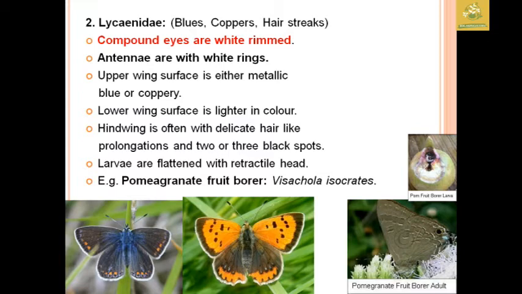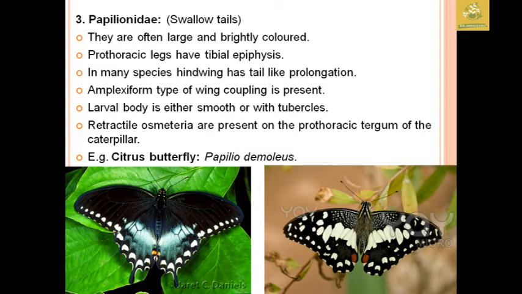And while seeing about the identification of those insects, they have compound eyes with a white rim, and the antennae are white ringed ones. So these are the major characteristics we must know about them. And they also have a metallic blue or copper color present on the upper wing surfaces. That is how they get the name blue butterflies or else copper butterflies, as well as they have a hairstreak nature in them. And while seeing about the larval characteristics, they have a retracted head with a flattened body, or the important ones. And the third one is Papilionidae, which are known as the swallowtail butterflies.